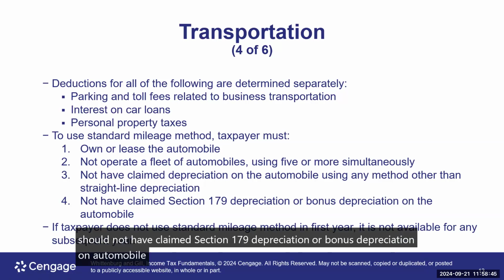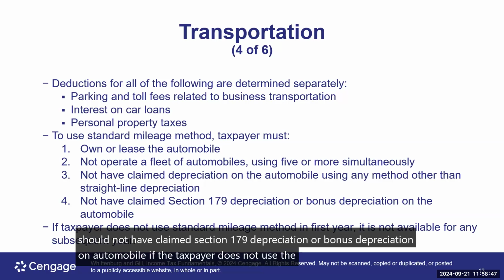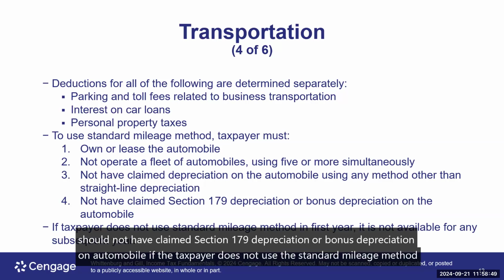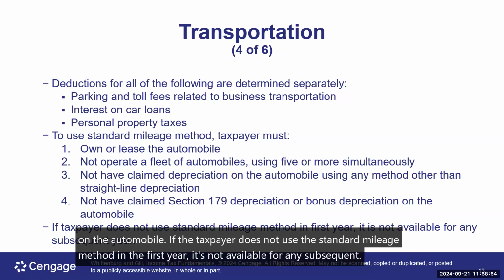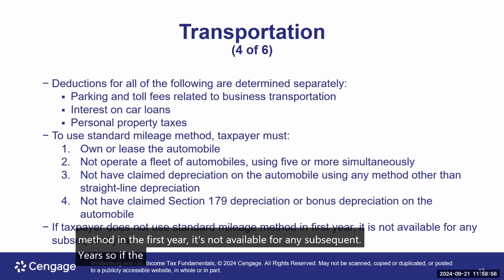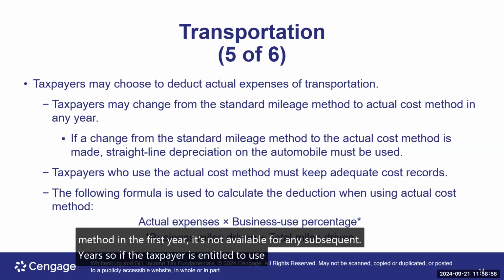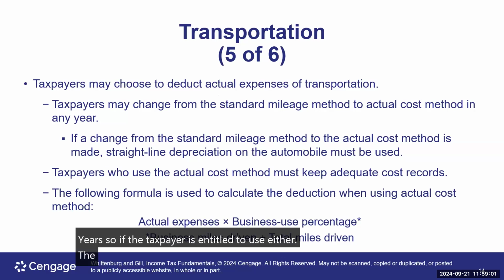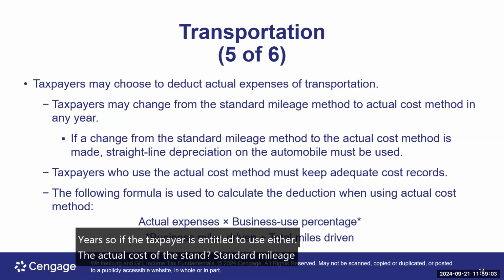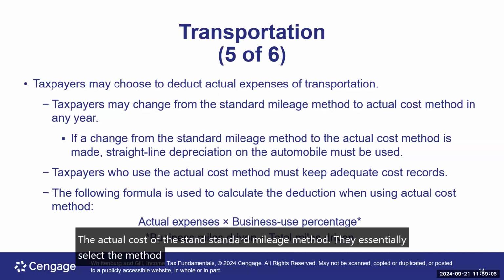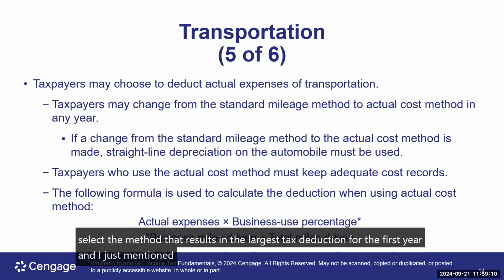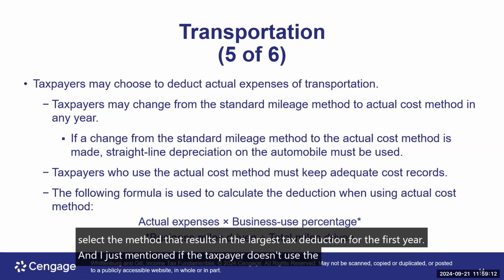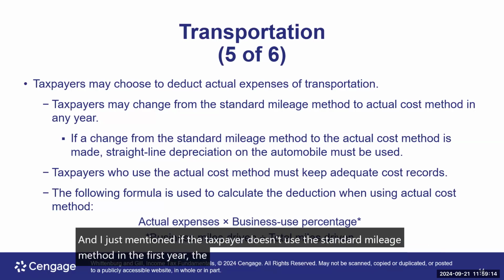If the taxpayer does not use the standard mileage method in the first year, it's not available for any subsequent years. So if the taxpayer is entitled to use either the actual cost or the standard mileage method, they essentially select the method that results in the largest tax deduction for the first year. And as just mentioned, if the taxpayer doesn't use the standard mileage method in the first year, the method is no longer available for any subsequent year.